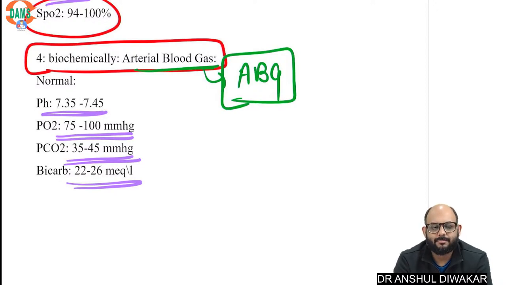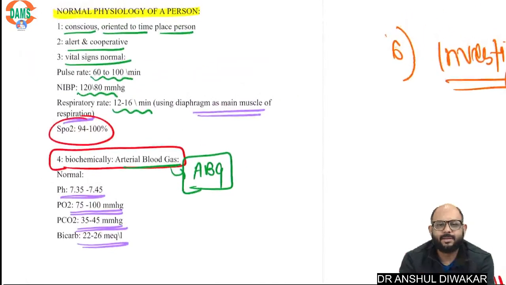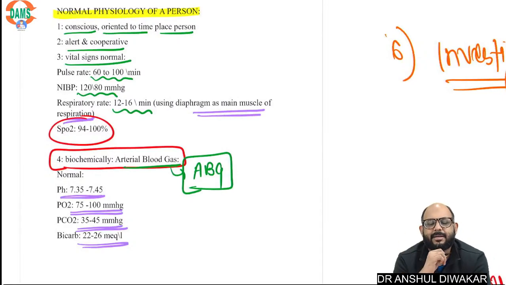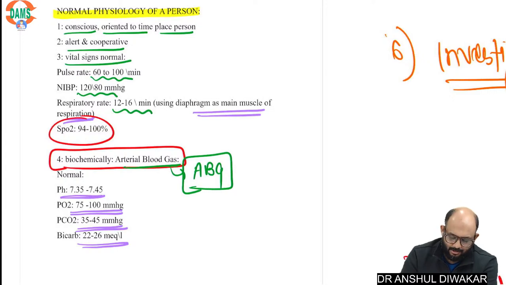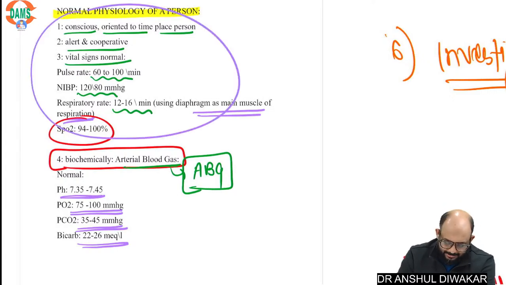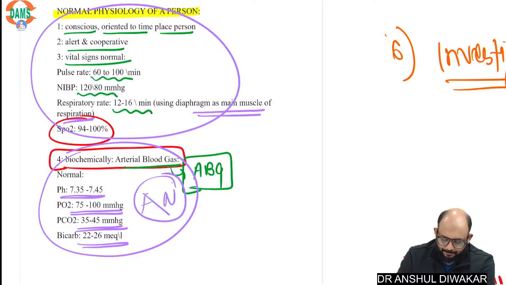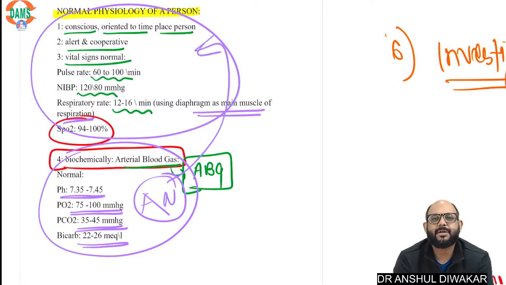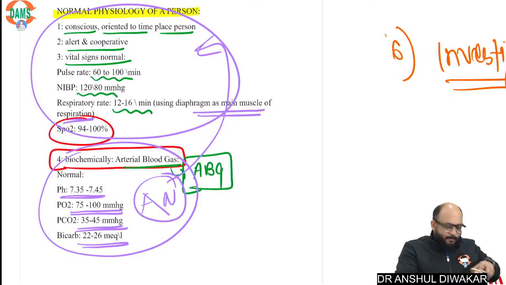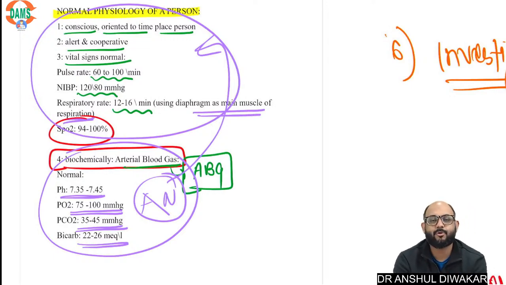This is normal. Now, why am I telling you this normal thing? Because you can have different types of abnormality in a patient, isn't it? You can have a normal physiology, but an abnormal biochemistry. You can have an abnormal biochemistry, but normal physiology. But you have to treat the entire patient. You can't think, I will only treat one. You have to treat both, and at the same time, while you are treating one, you always keep a check on another. How? We'll see now.